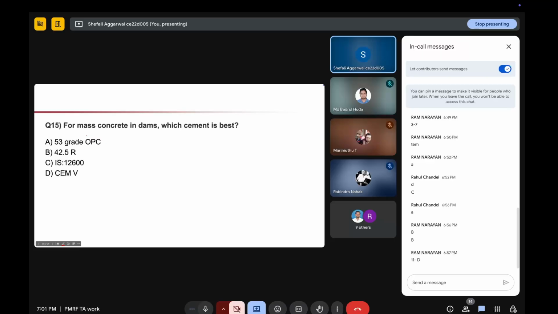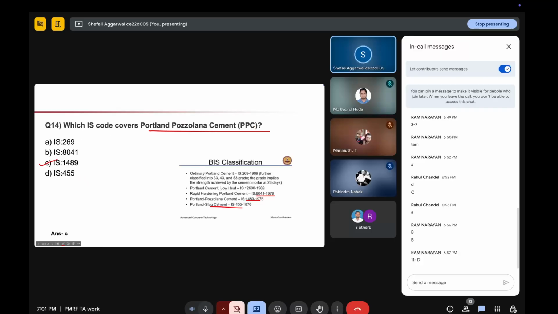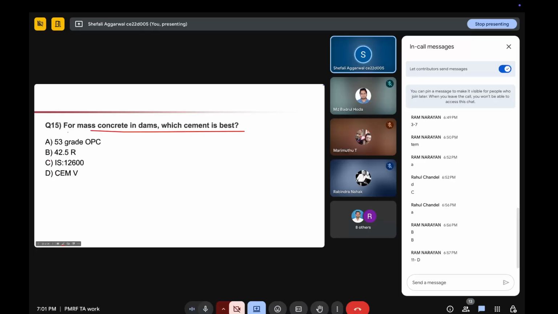Okay, so same question, but here we are asking about different types of IS and Eurocode. If we are doing mass concreting, which cement is best? 53 grade OPC, 42.5 R, IS 12600, or CEM 5. If I see from here itself, IS 12600 is a low heat cement, right? So if we are doing mass concreting and we have the option of these types of cement, then we will use IS 12600.